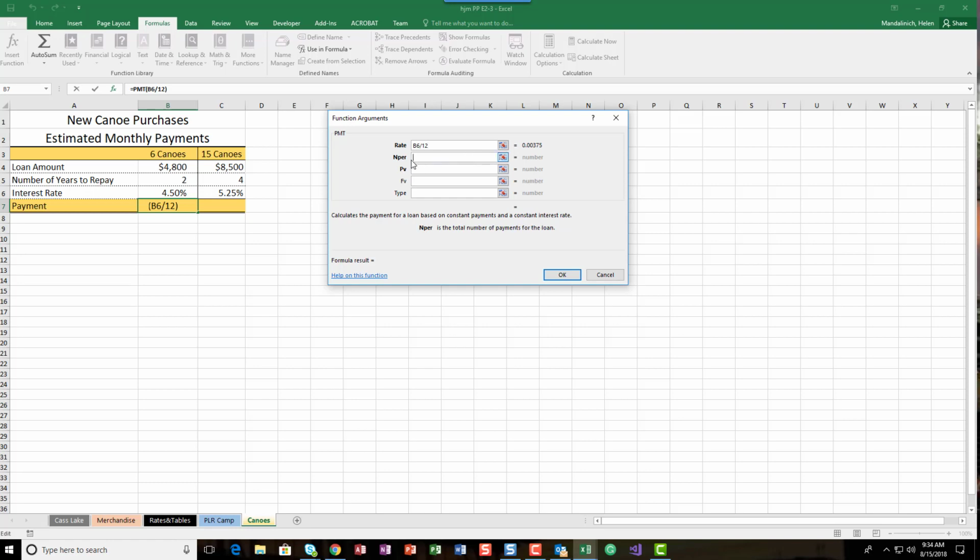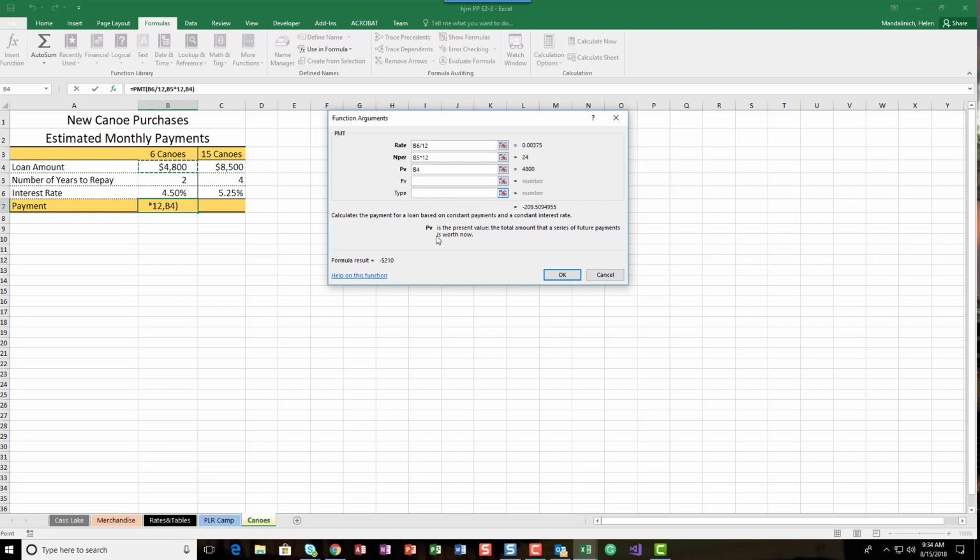All right, number of payments. Well, we're going to do 2 years, but I know I'm not writing just 2 checks. I know I'm writing a check a month, so it's that times 12, because I write 12 checks in 1 year. And then the present value is just a fancy way of saying the amount of the loan.